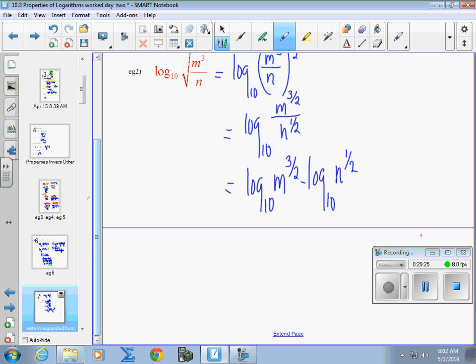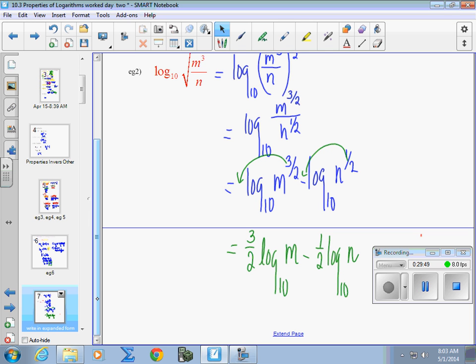All right, so we're not done though. We're not totally expanded. So we need to move the exponents. So we get 3x times log base n of m plus log base n. Now we're totally expanded.